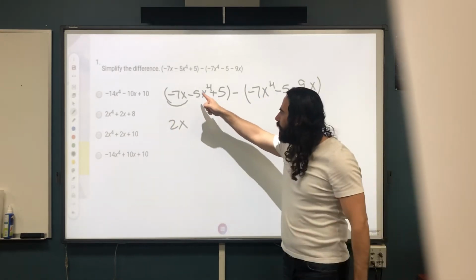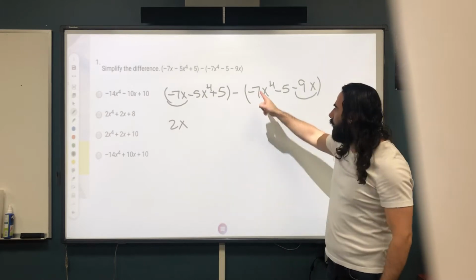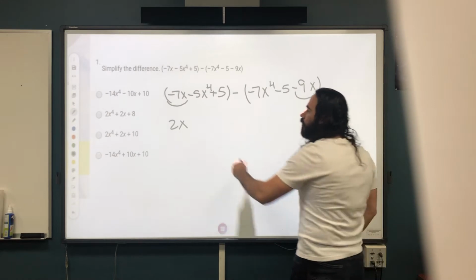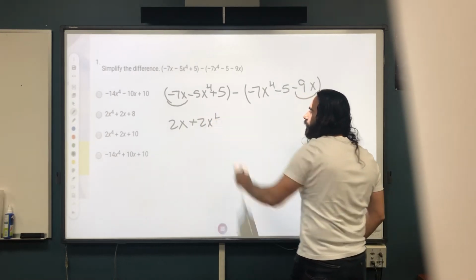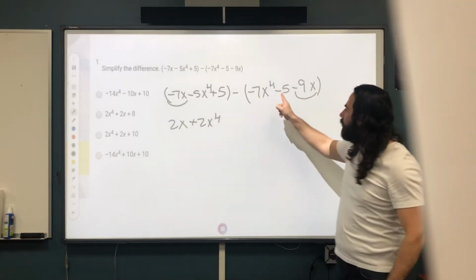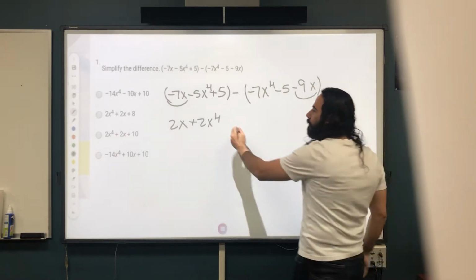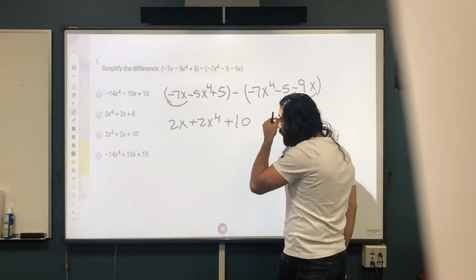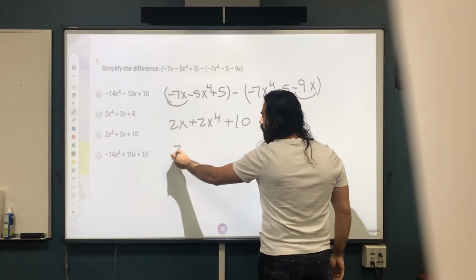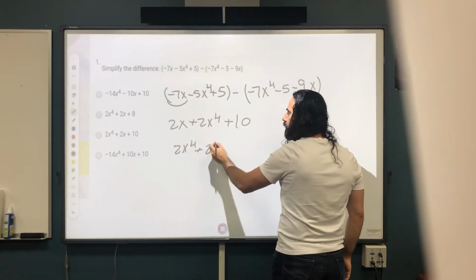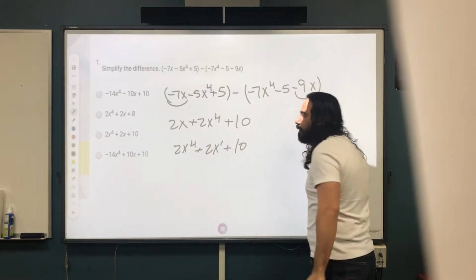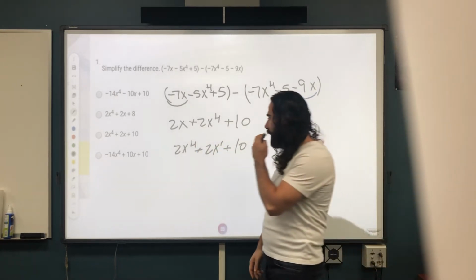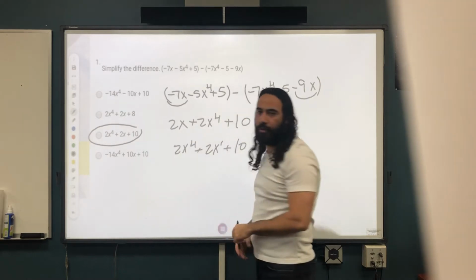In this case, negative 5x to the power of 4, and here we have two negatives, so it's going to be positive 7x to the power of 4. So it's going to be plus 2x to the power of 4. Same thing here, 5 minus becomes positive, and 5 and 5 will become 10. So the answer, we need to write it in this form: 2x to the power of 4 plus 2x plus 10. First we start with the biggest exponent, then we go to the lowest one. So the answer will be the third one.